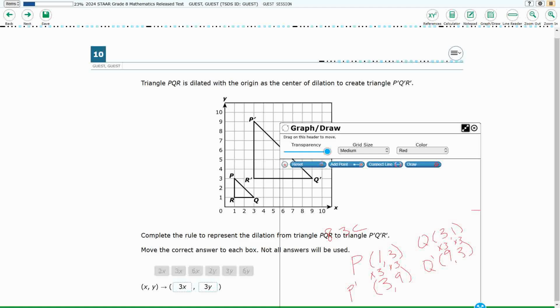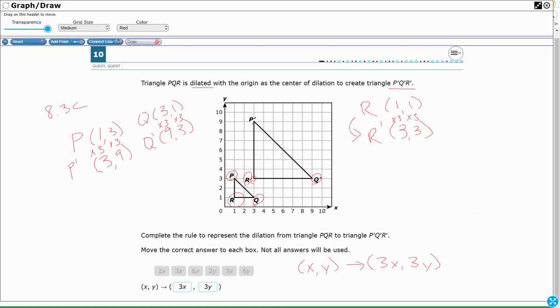Now notice you have to put those in order. If for some reason you decided to put the 3y there and the 3x there, that's incorrect. So the order does matter. I need my 3x first, my 3y second. This was a 2-point problem.